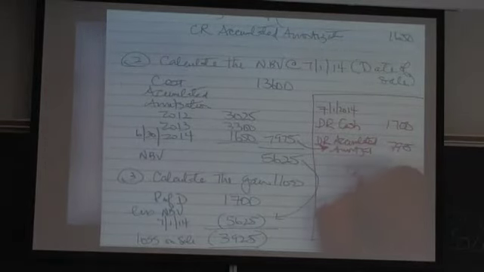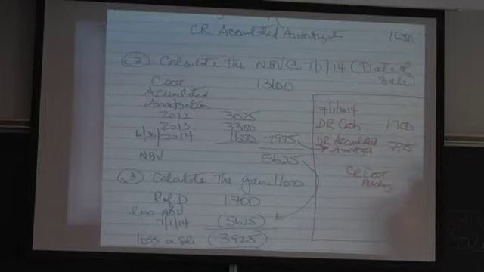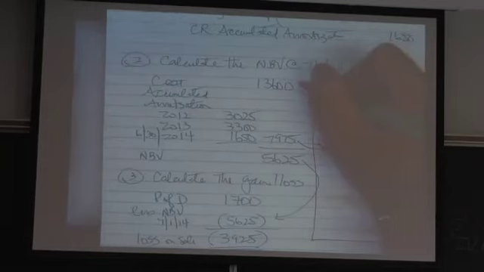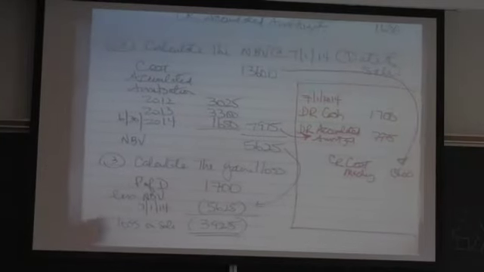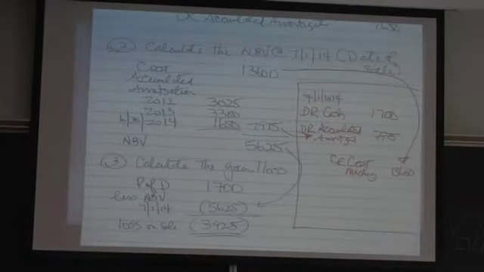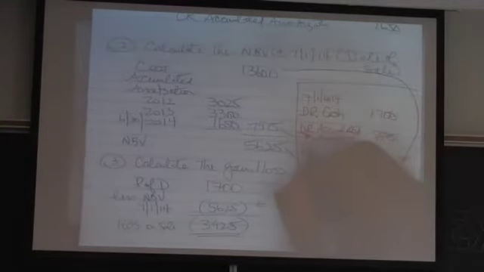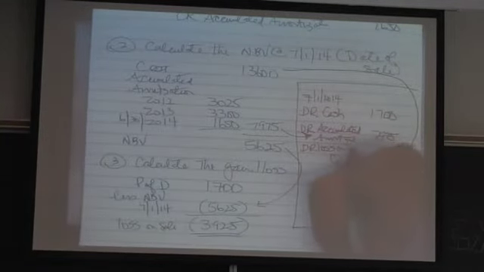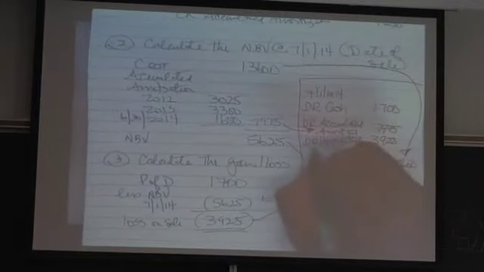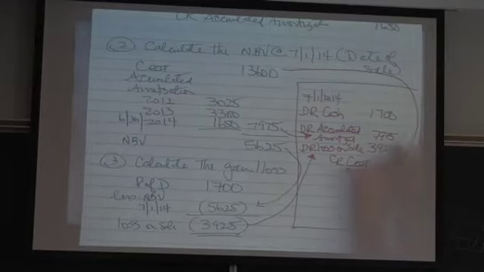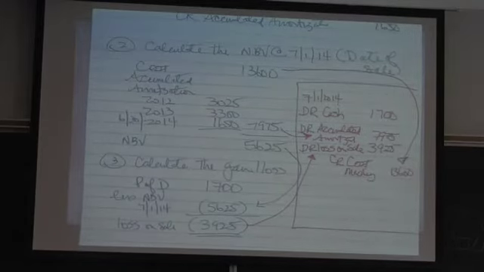And we're going to credit the cost of the machinery, $13,600, because that asset no longer, right, it was sold. Then we're going to debit the loss on sale, which is the calculated amount, $3,925. Okay, and that's our journal entry on the date of sale.